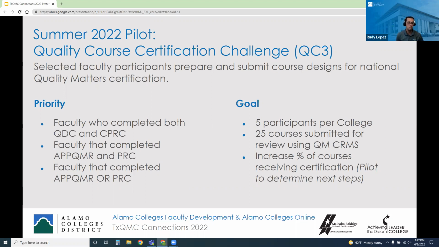Our goal is to have 5 faculty from each of our 5 colleges, for a total of 25 faculty this summer, to participate in the challenge, which is about 13 weeks, where they work alongside an ID. It's kind of like a running course build, course review. So at the end of, let's say, 9 weeks, they are ready to submit their courses, where Bobby and I will review and then submit for a subscriber managed certification. So we're really excited about that.